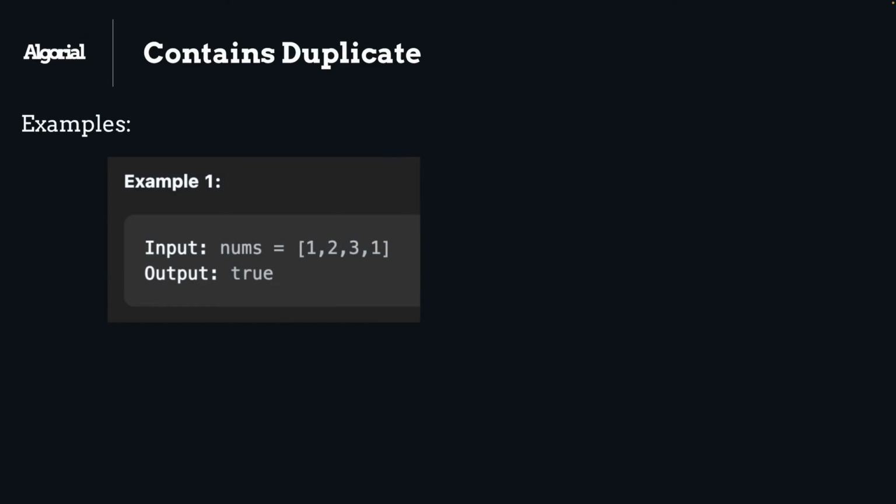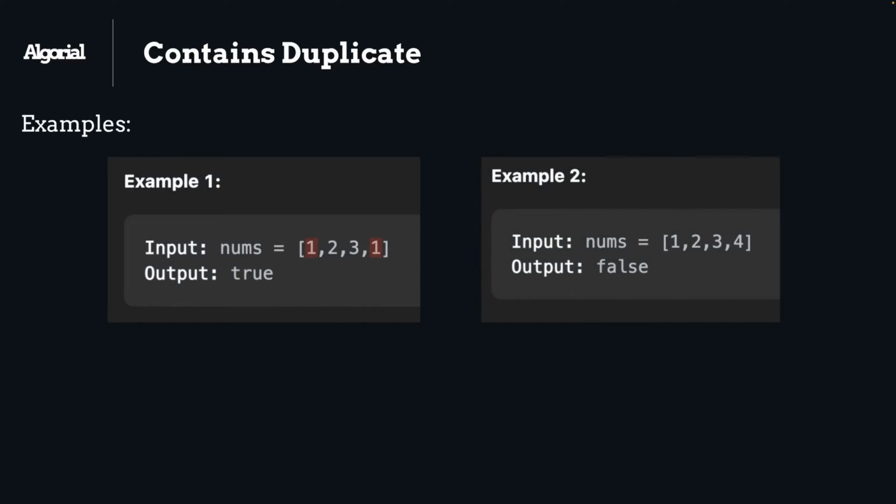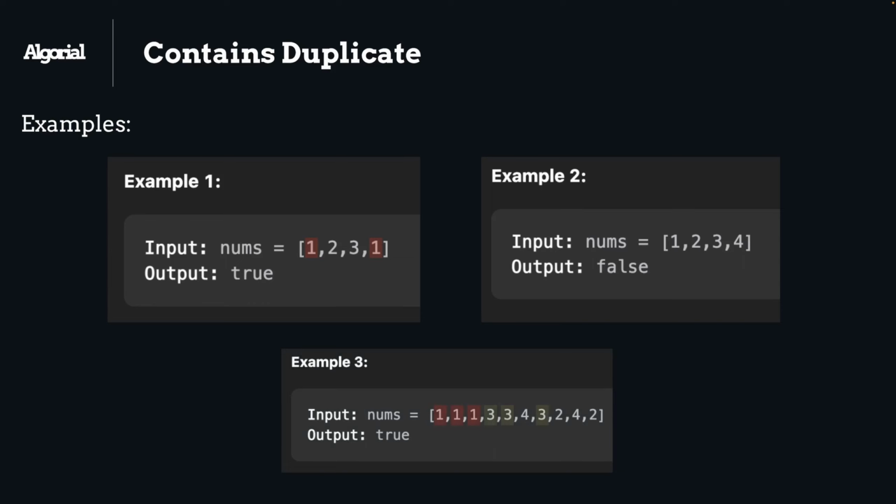Let's see some examples. We have double ones, so the result is true. In the second example, we don't have any duplicates, so we return false for it. And in the last example, we have ones, threes, fours, and twos all over the array, so obviously true for this one too. Let's see how we are going to solve this problem.